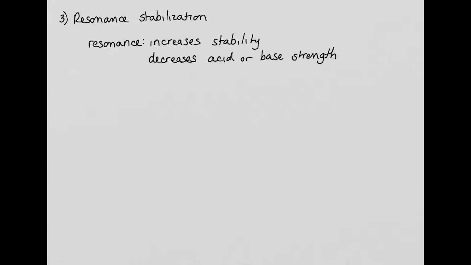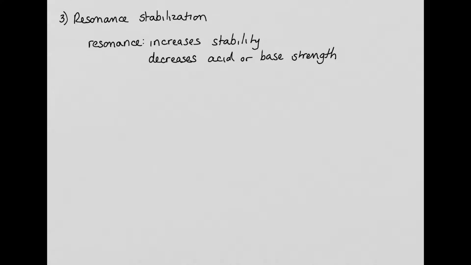The next factor we will consider is the resonance stabilization of an ion. When comparing bases or acids, if one of the bases or one of the acids is resonance stabilized, it will be more stable and therefore a weaker acid or a weaker base. Resonance increases stabilization and decreases acidity or basicity because it helps to delocalize the charge. It spreads it out over more than one atom.